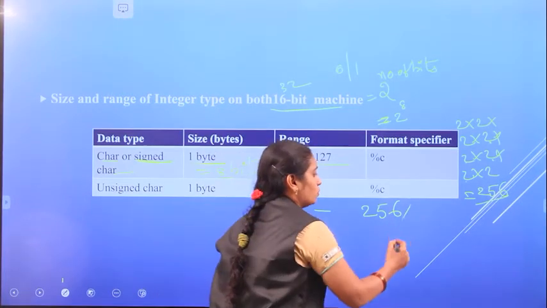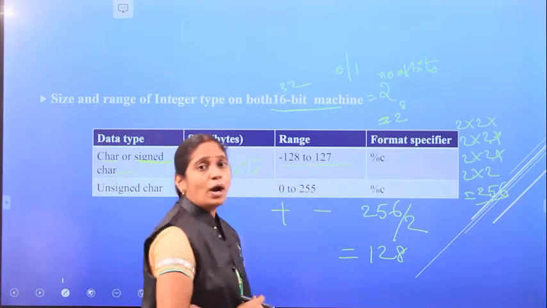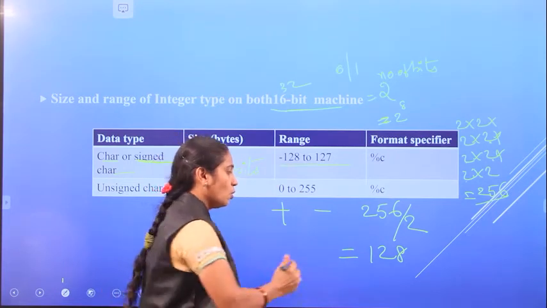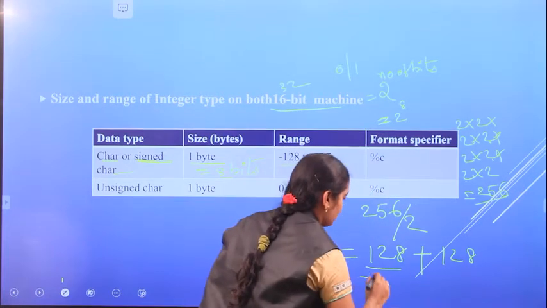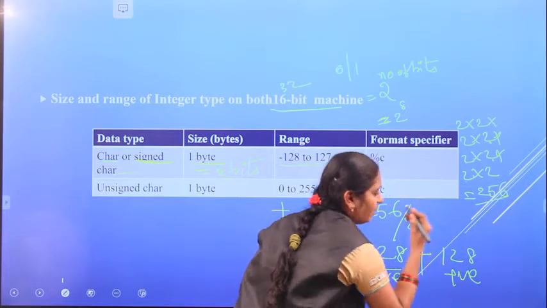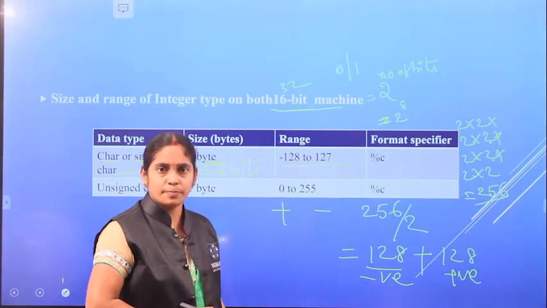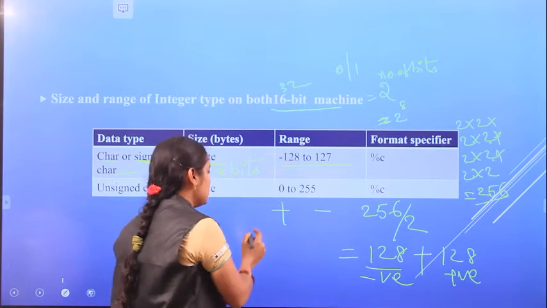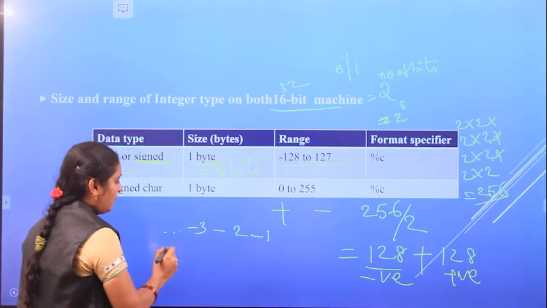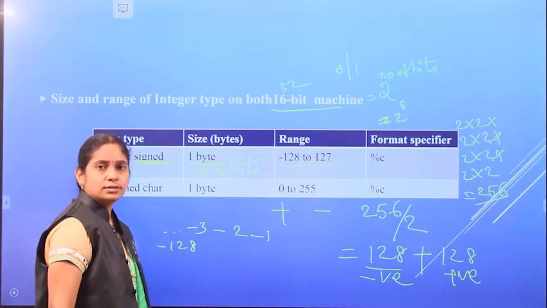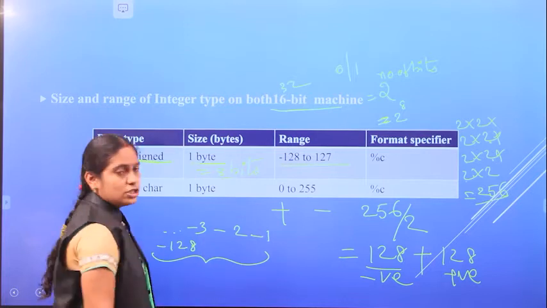half the values are reserved for positive and half are reserved for negative. So divide 256 by 2, which is equal to 128. So 128 values are for positive and 128 values are for negative numbers. 128 negative values means minus 1, minus 2, minus 3 and so on, up to minus 128. These are the negative values.